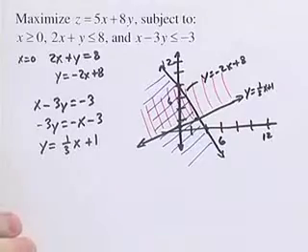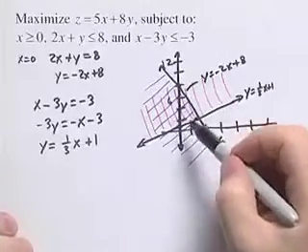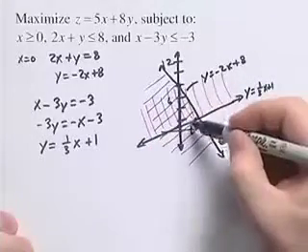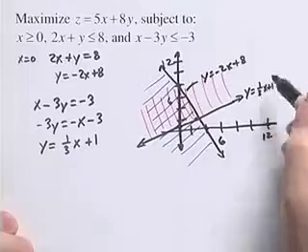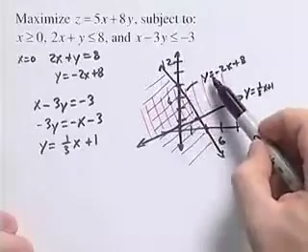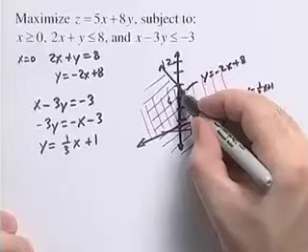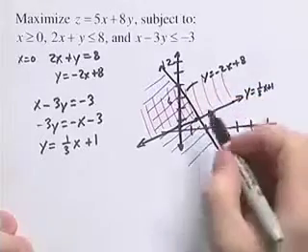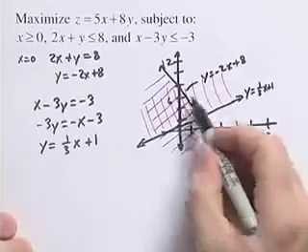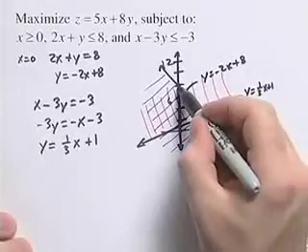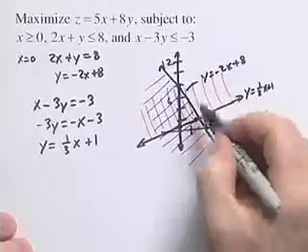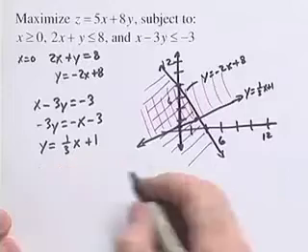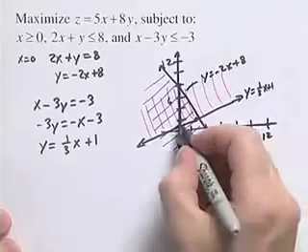Now our feasible region for this problem is going to be where the overlap lies. We need to be to the right of the y-axis. We need to be above the line y equals 1/3 x plus 1. And we need to be below the line y equals negative 2x plus 8. That puts us in this region right here, the triangular region. We need to find the corner points for this region. These are going to be y-intercepts for our two lines, and we'll need to find the intersection point for that line. So our corner points, so far we have this point right here.